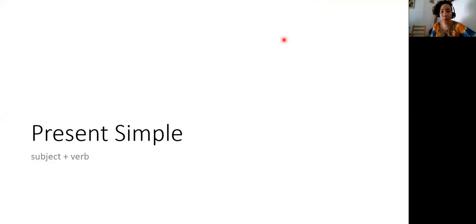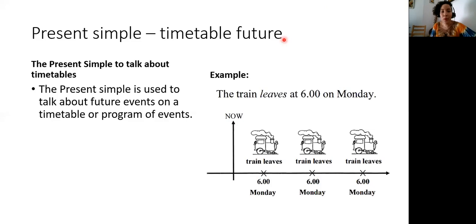First, present simple. We make present simple using a subject plus a verb. For example, I walk, okay? So, present simple is used to talk about timetable future, okay? What is this? So, the present simple is used to talk about future events on a timetable or a program of events. This means a schedule, something that happens regularly, okay?